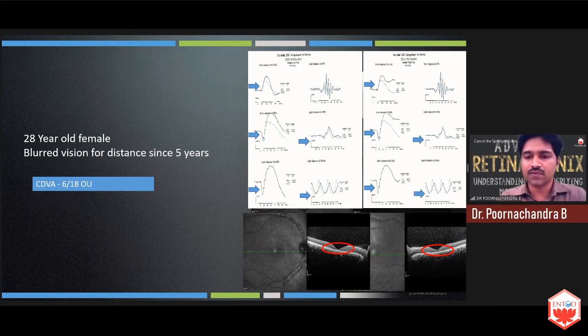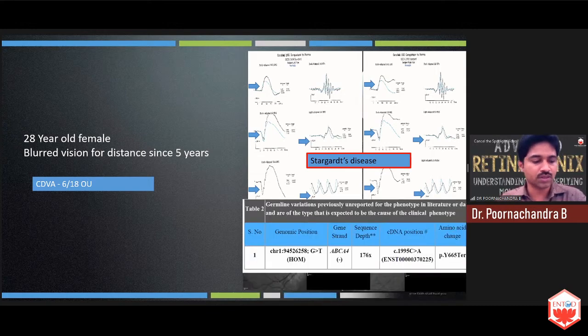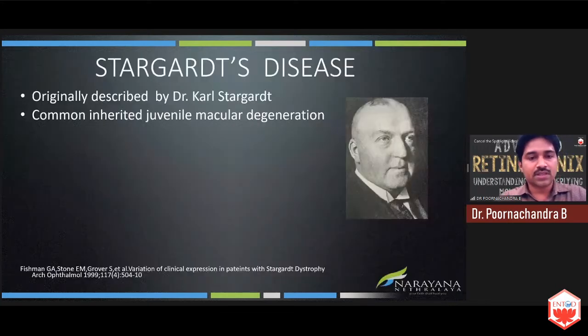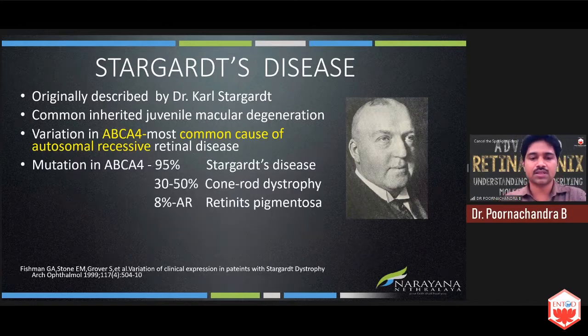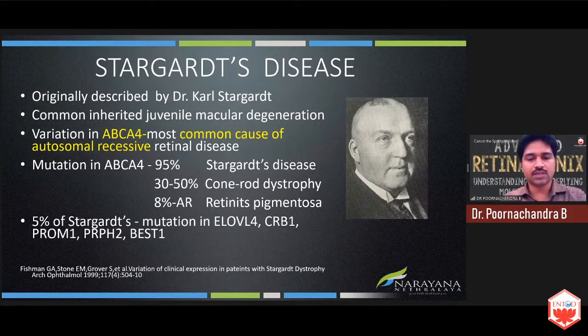So basically, this is a case of Stargardt's disease. The signs can be as subtle as this. Clinically, it might look normal. It had a mutation in the ABCA4 gene, a homozygous mutation on chromosome 1. Stargardt's was originally described by the German ophthalmologist Stargardt. It's one of the common inherited juvenile macular degenerations, and variation in ABCA4 is the most common cause of autosomal recessive retinal disease. It can cause Stargardt's, and it can also cause a whole variety of other retinal dystrophies. There are some other gene mutations which can lead to Stargardt's, maybe ELOVL4 or CRB1, but the majority of them are because of the ABCA4 mutation.